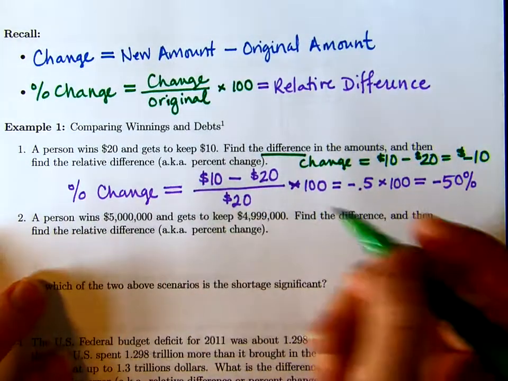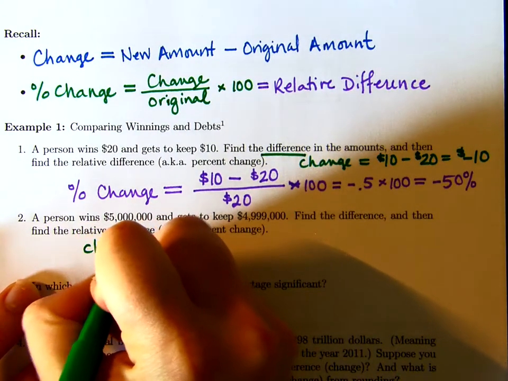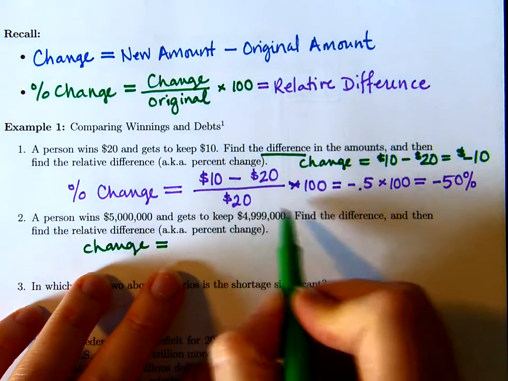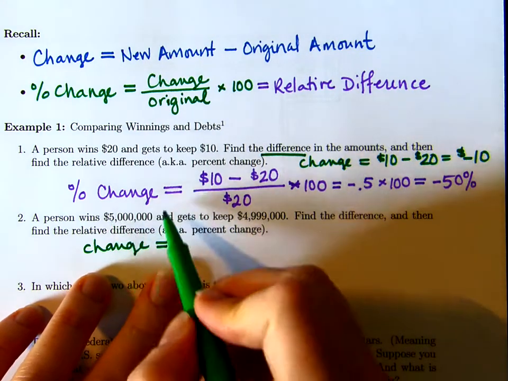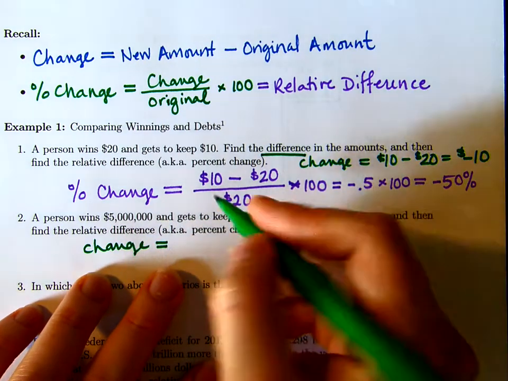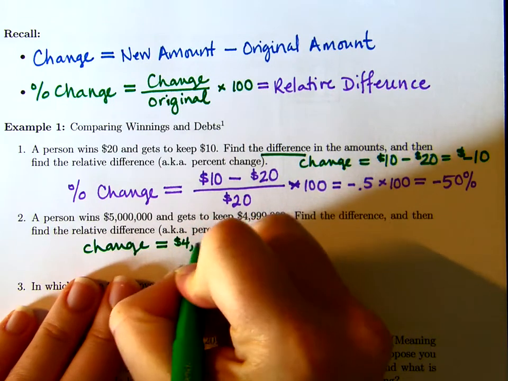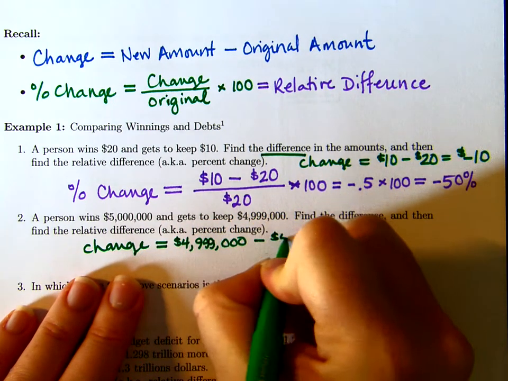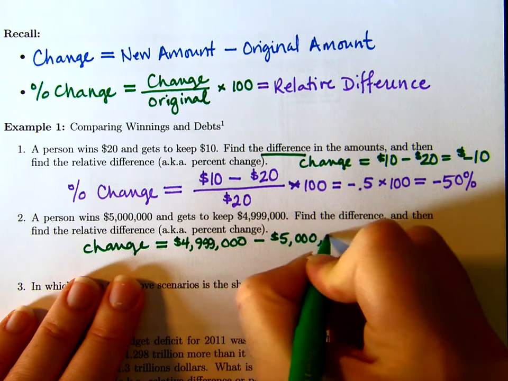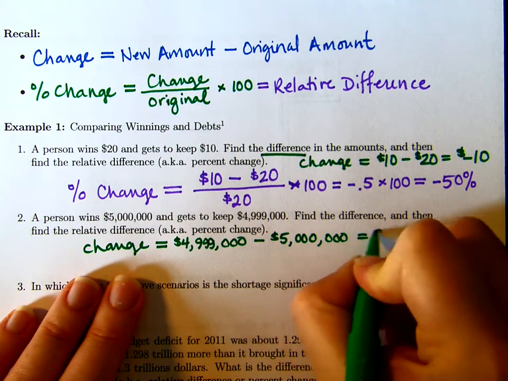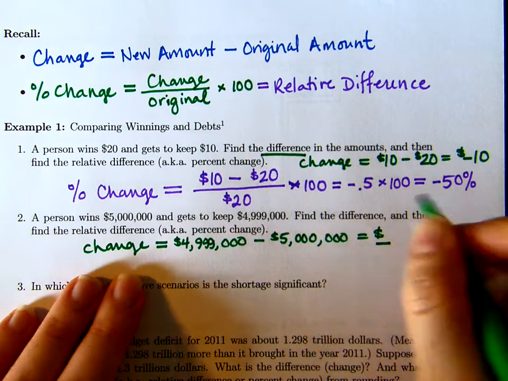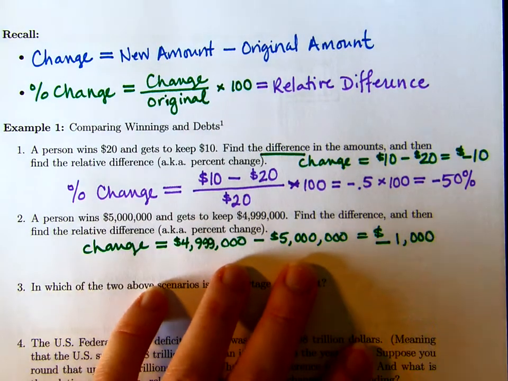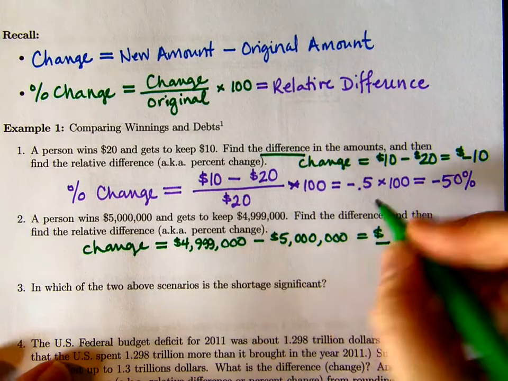Now the difference here is more actually. The change in this situation is that they're keeping 4,999,000, but originally they won 5 million. So 4,999,000 take away the original 5 million, and that is a loss of what, $1,000? Okay, loss of $1,000.